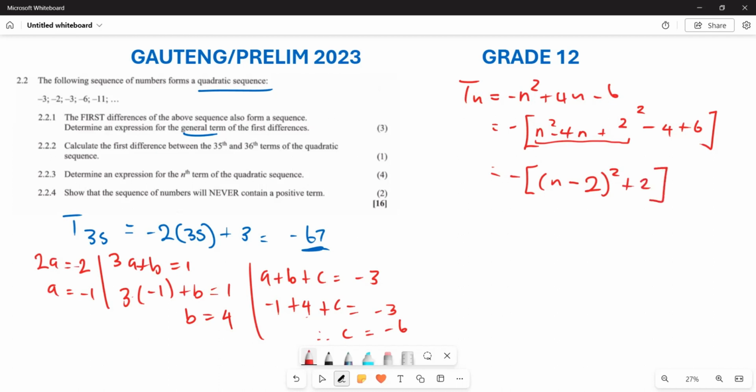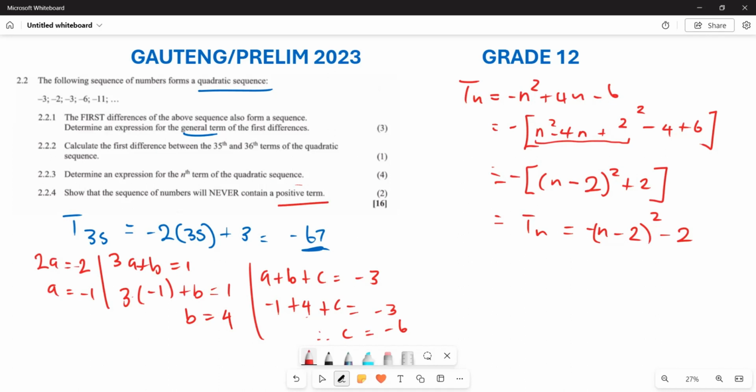So which means after that, what are you going to have? From here, your Tn is now going to be given by negative into bracket 2, then this is going to be squared. Then when you multiply by this -2 outside, this is going to be your -2. Now they say it will never have a positive term.